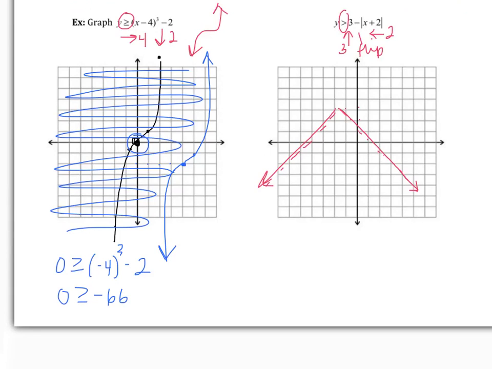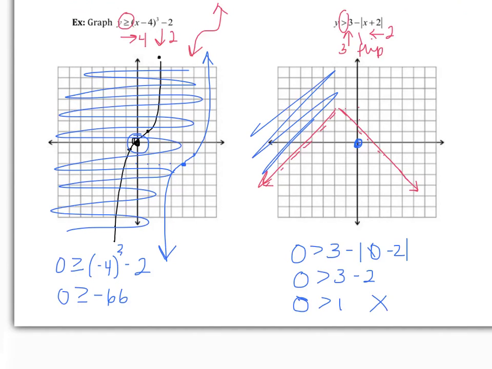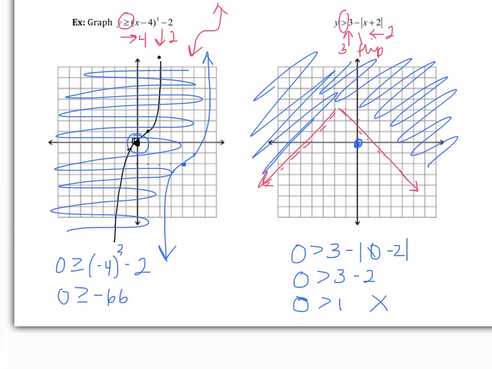Okay, and again, testing a point. I want a point that's clearly on one side or the other. (0, 0) is clearly on this side, so we can test that. 0 less than 3 minus absolute value of 0 minus 2. That's 0 greater than 3 minus 2, 0 greater than 1. Not true. So I'm going to shade away from (0, 0) and it looks like so.